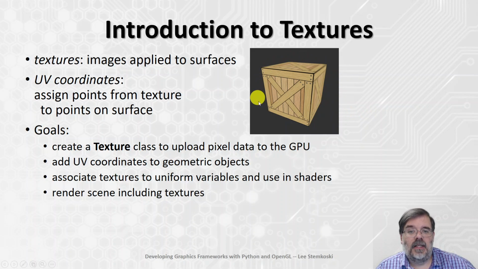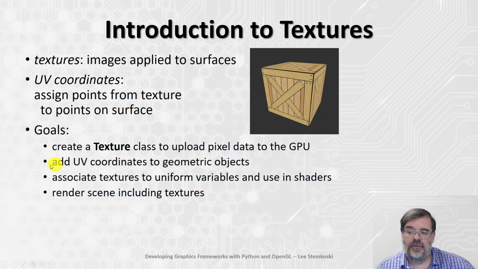For example, here is a box geometry, and a picture, like the side of a wooden crate, has been added to each side of the geometry so that it looks like a wooden crate. So in this series of videos, we're going to learn about, first, in this video, how to create a texture class that allows us to upload images and their pixel data to the GPU.